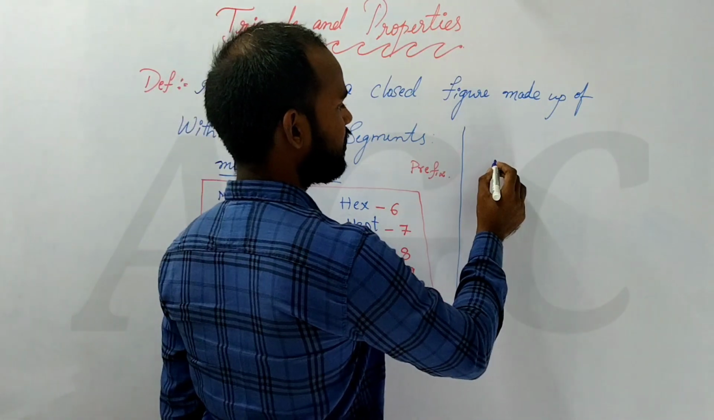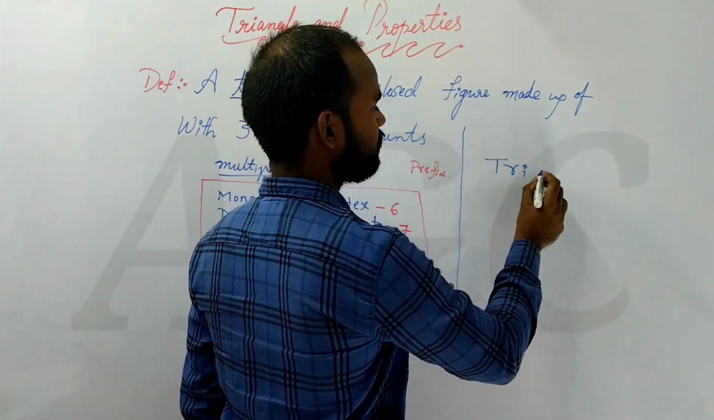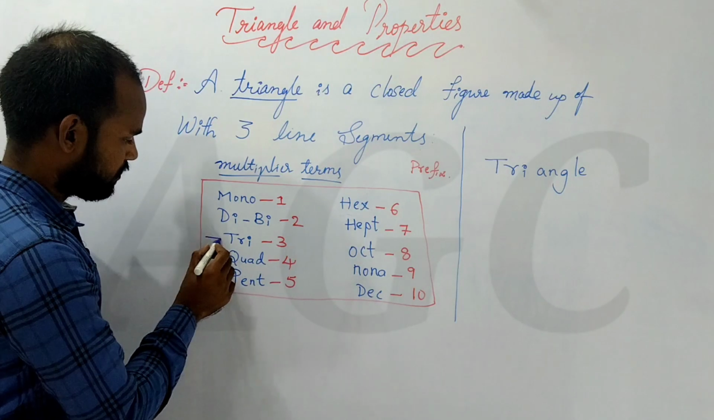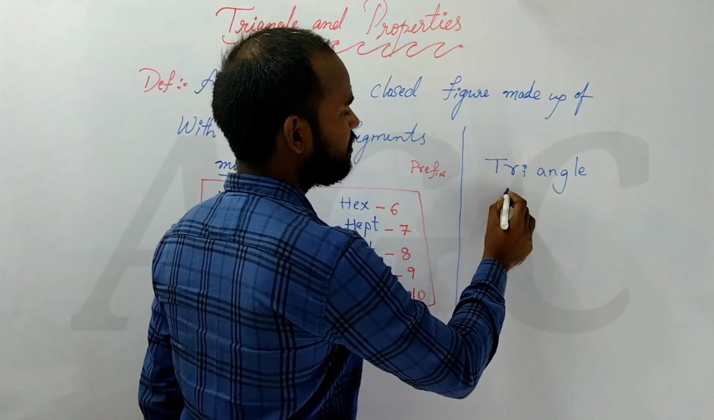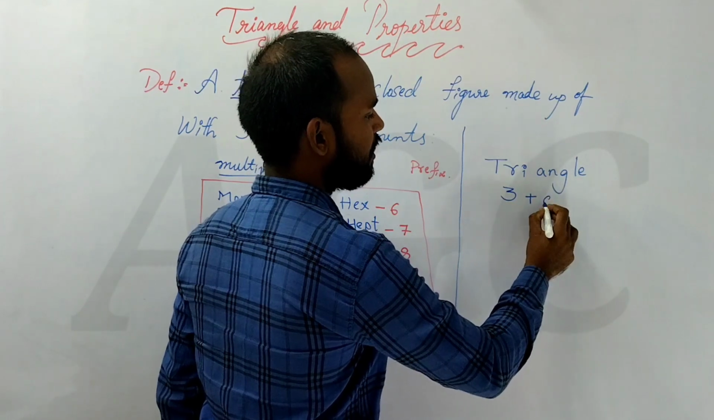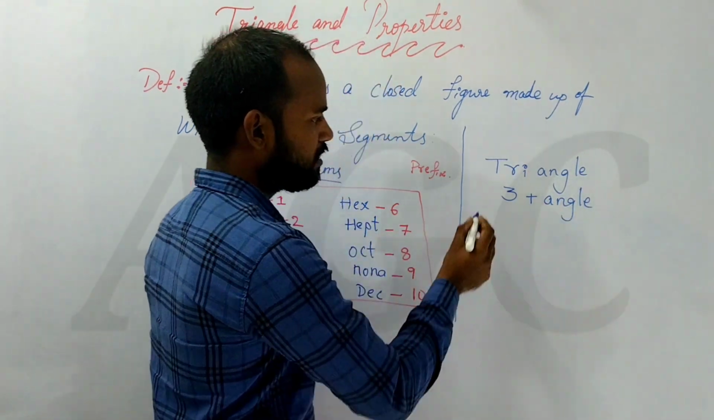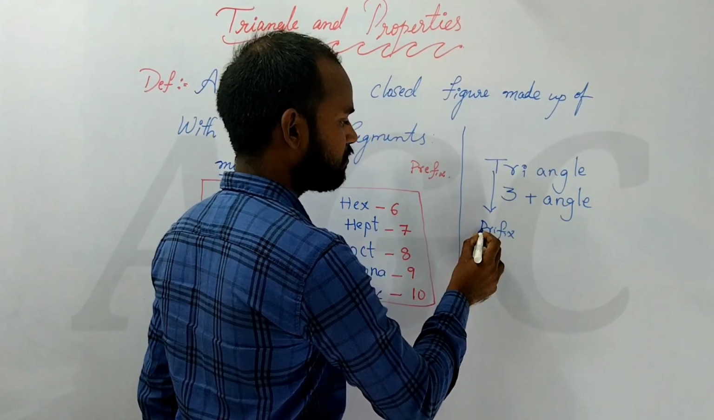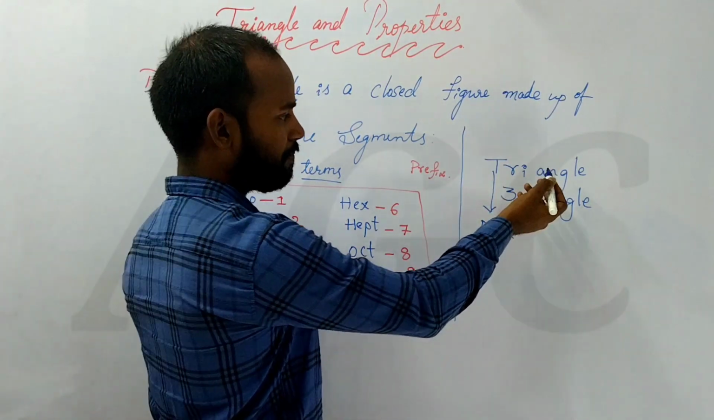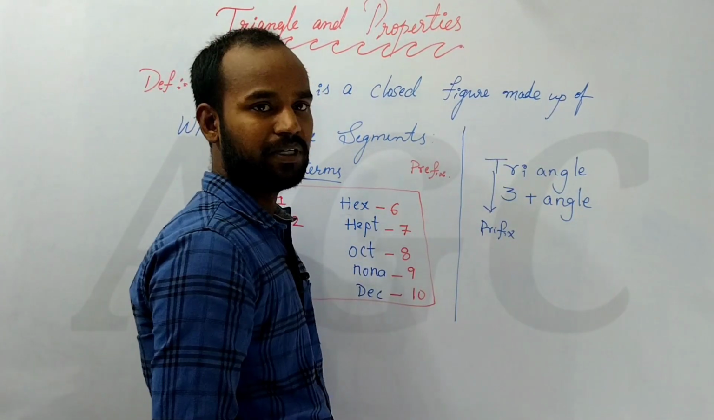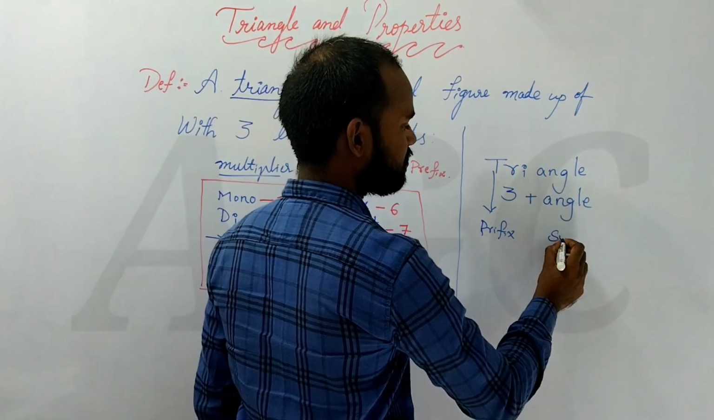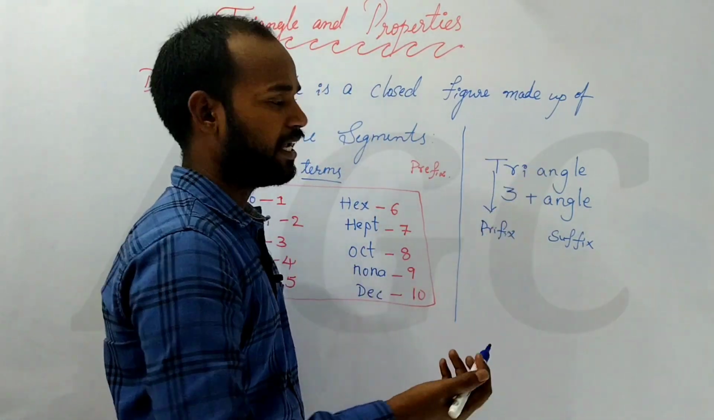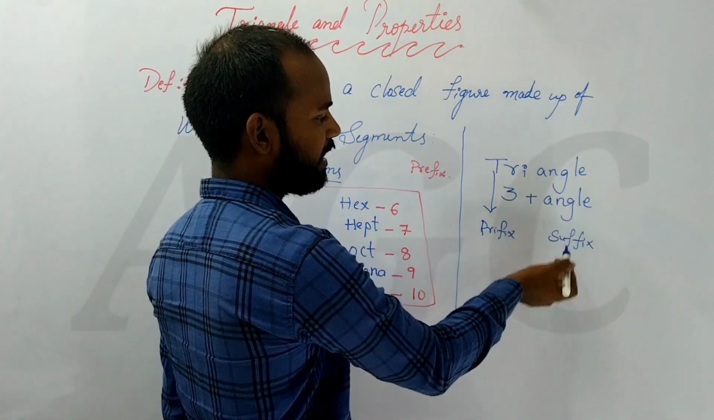For example, we take the word triangle. In triangle, tri indicates three, plus angle. Tri is nothing but your prefix. It is placed before the angle, so the first term is the prefix. The next term is the suffix. This is actually from English grammar, but I am explaining it just for clarification. Tri is the prefix, angle is the suffix.